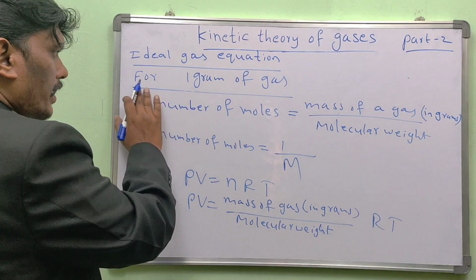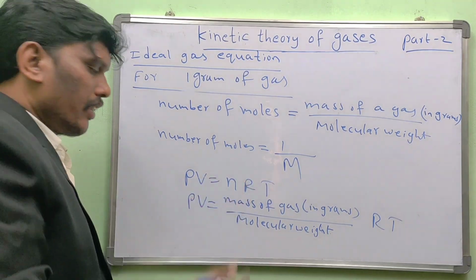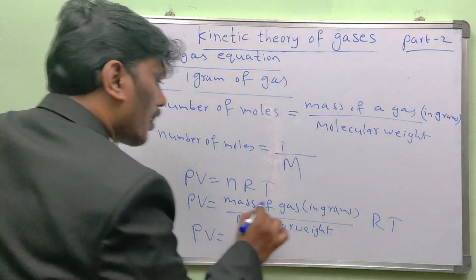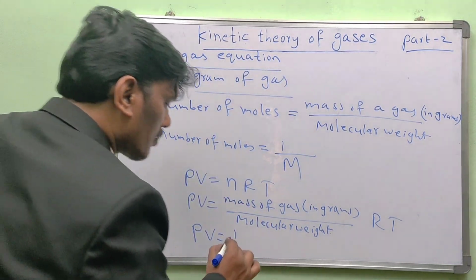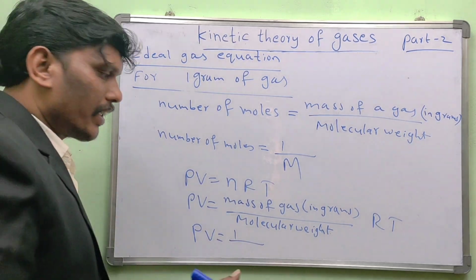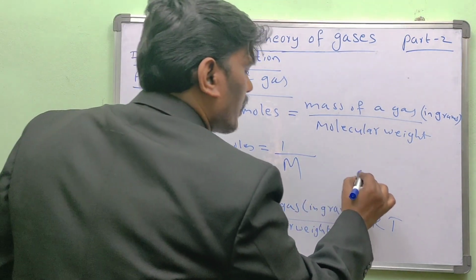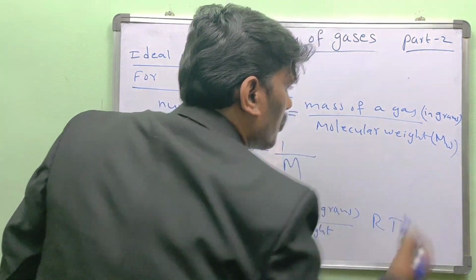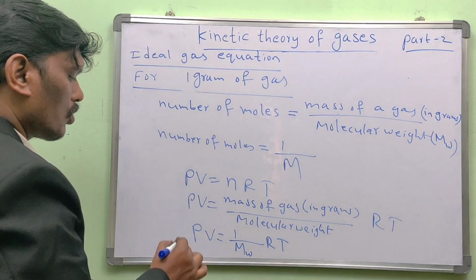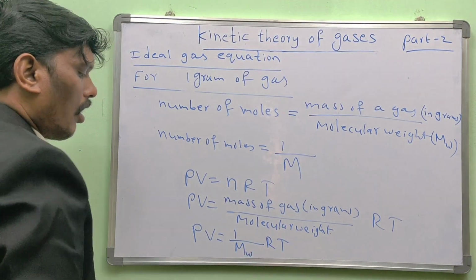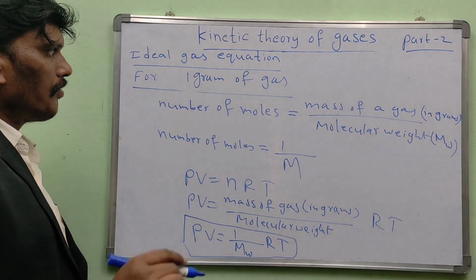Suppose I require the ideal gas equation for 1 gram of a gas in the problem. How to write it directly? PV is equal to the mass of the gas in grams. I have only 1 gram of gas, so 1 gram by the given gas molecular weight, which I write with the symbol M suffix W, into RT. So PV is equal to 1 by molecular weight into RT. This is the ideal gas equation for 1 gram of gas.